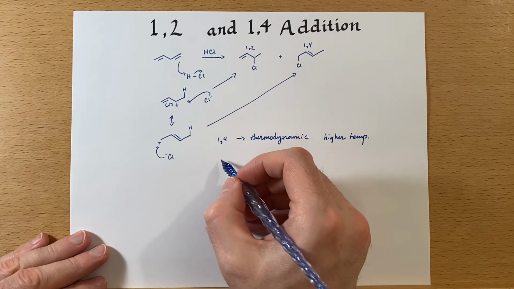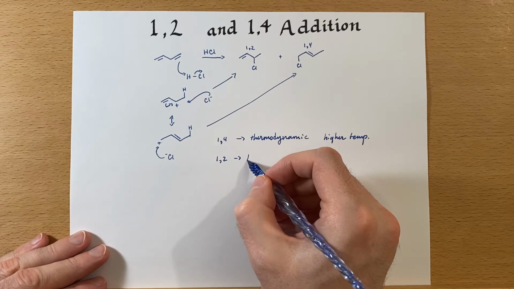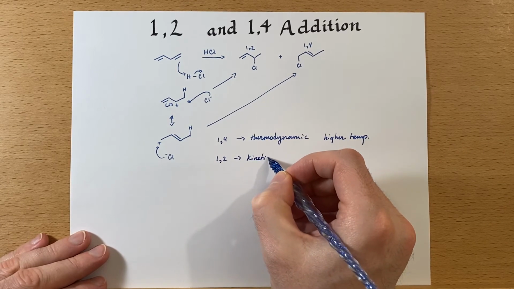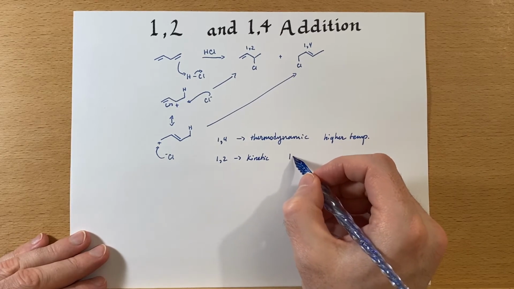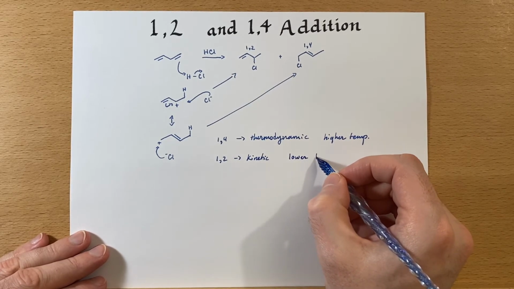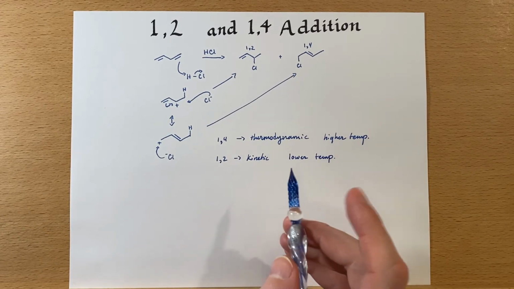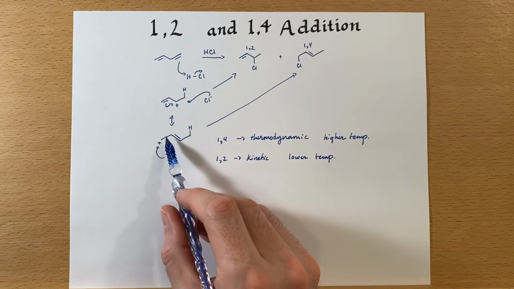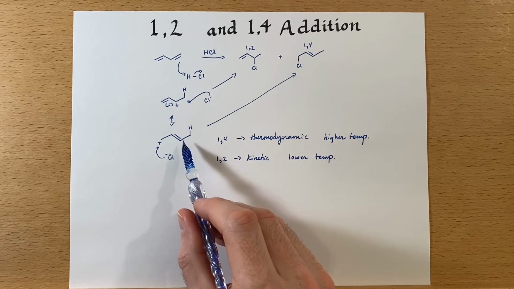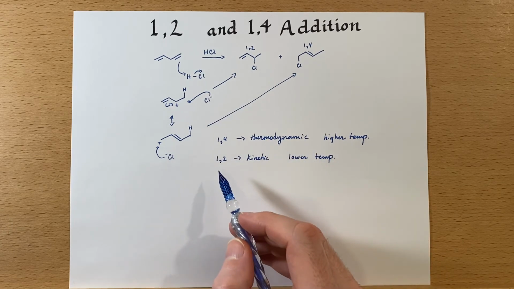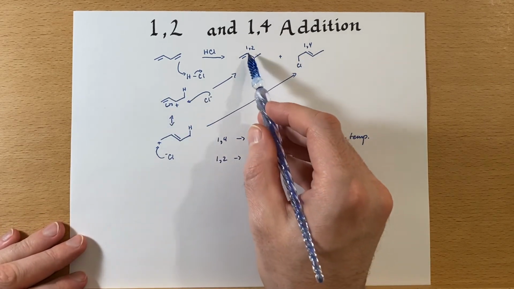Now, if we want the 1,2 product, this is the kinetic product. We'll look to make this using lower temperatures. Now, I explained that since this is the more substituted double bond, this is the more stable one. And that makes this the thermodynamic product. How is this one the kinetic product?